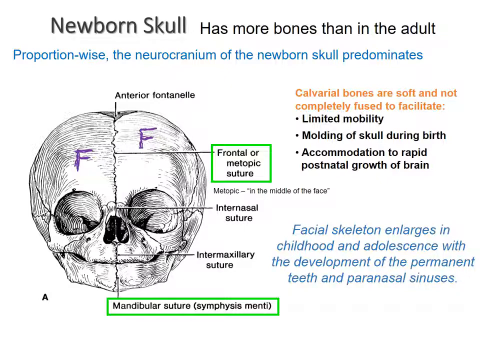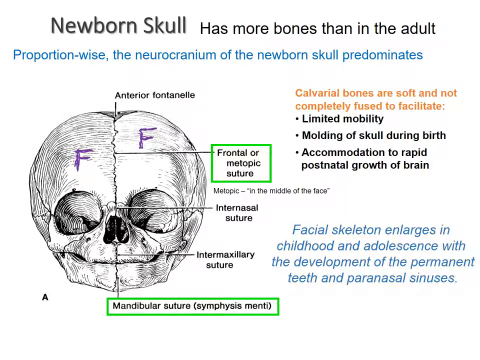The brain grows most rapidly during the first 2 years of life when it quadruples in volume, reaching 75% of its adult volume. The remaining 25% of growth occurs during the next 18 years. The facial skeleton progressively enlarges in childhood and adolescence with the development and eruption of the teeth and paranasal sinuses.